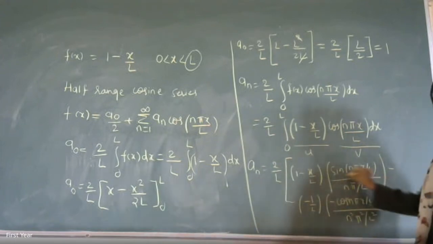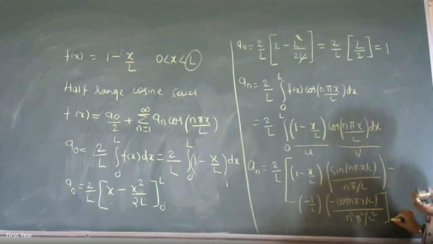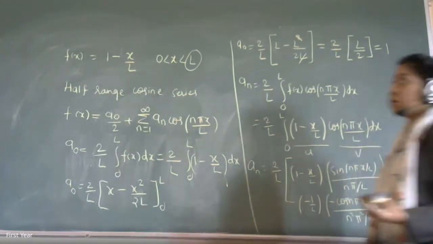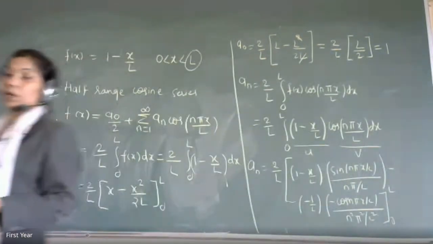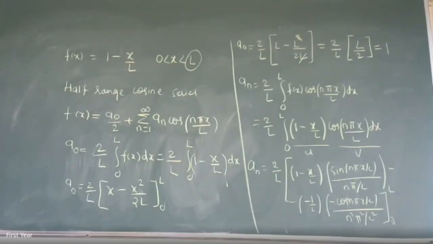Okay, this term remains constant. One more time we get L by n pi, so L squared by n squared pi squared. From where to where? 0 to L. Substitute and see what is the answer. Which term will become 0? Sine. Sine term will become 0. Everyone? Yes, ma'am.